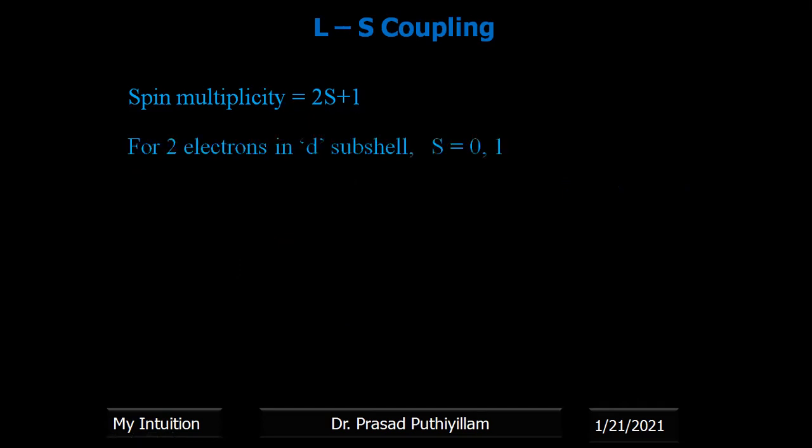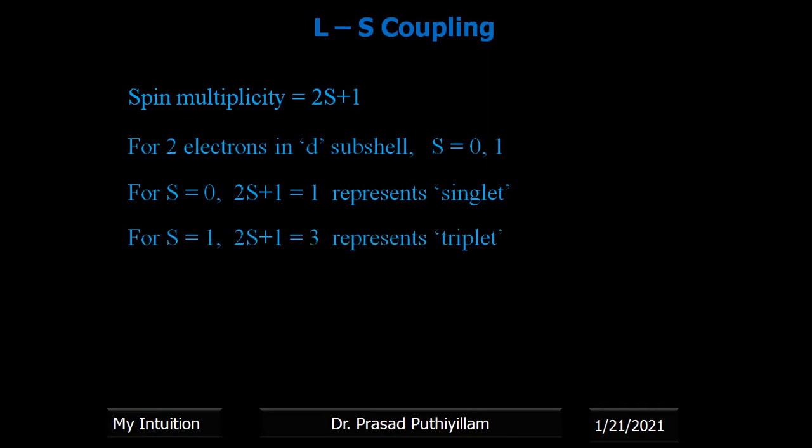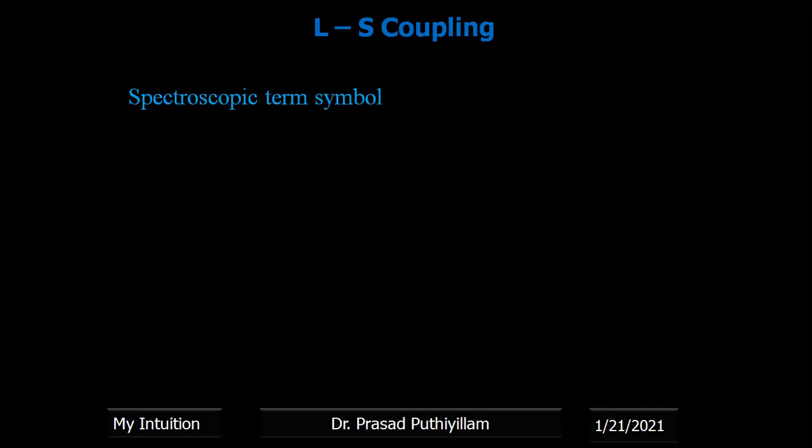For two electrons in a d subshell, the S values are 0 and 1, which we just calculated. Therefore, for S equal to 0, the spin multiplicity value is 1, which represents a singlet state. If S equals 1, the multiplicity value is 3, which represents a triplet state.